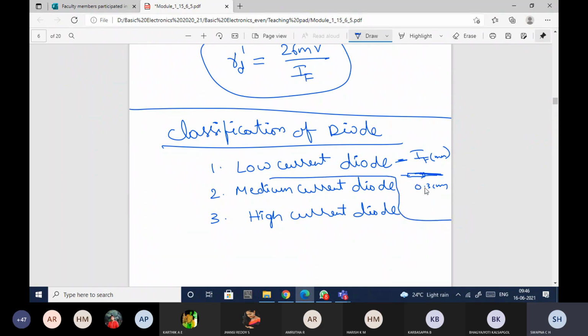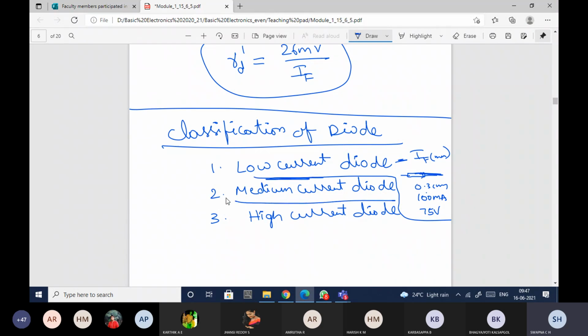0.3 centimeters, and it will withstand a maximum forward current of 100 milliamperes. And the reverse bias voltage will be the breakdown voltage. Reverse breakdown voltage is 75 volts. This is all related to the low current diode. So these are the typical values.